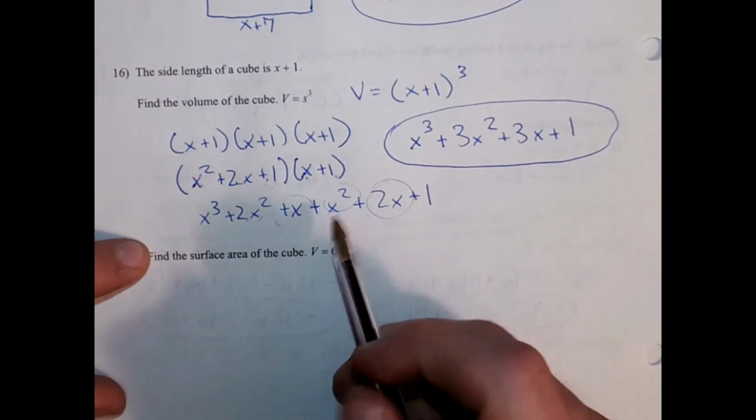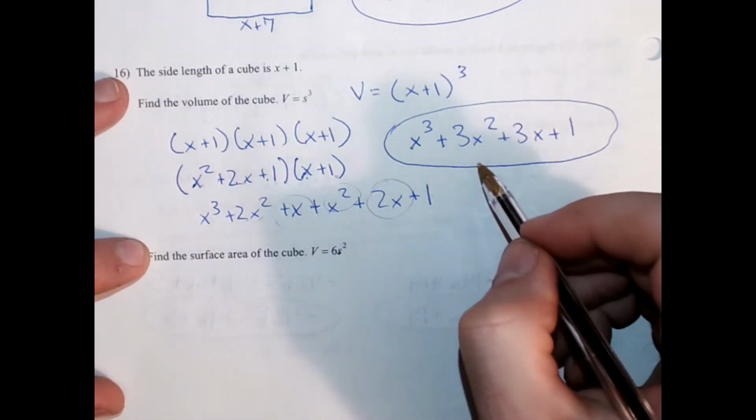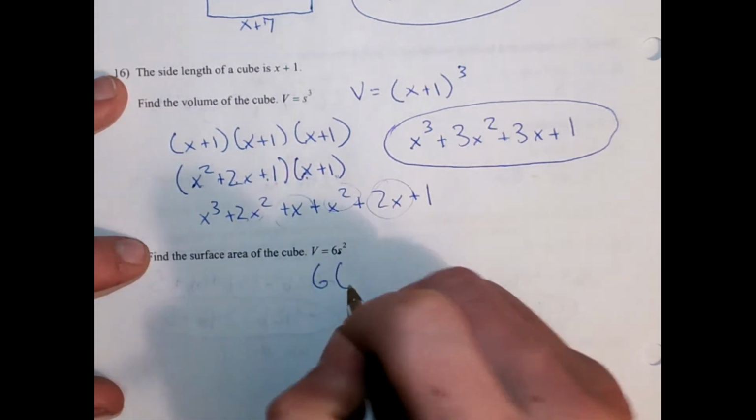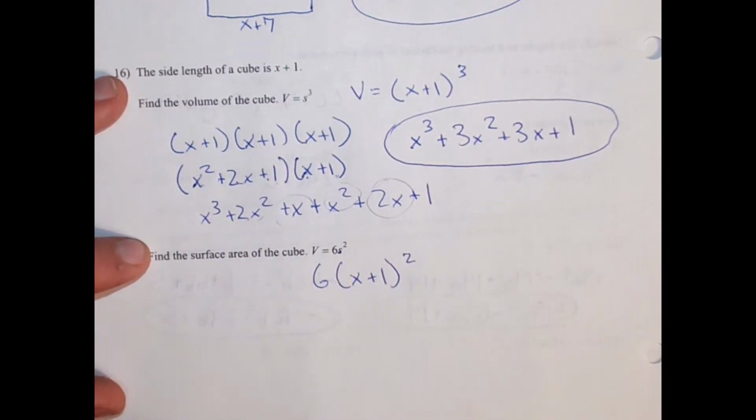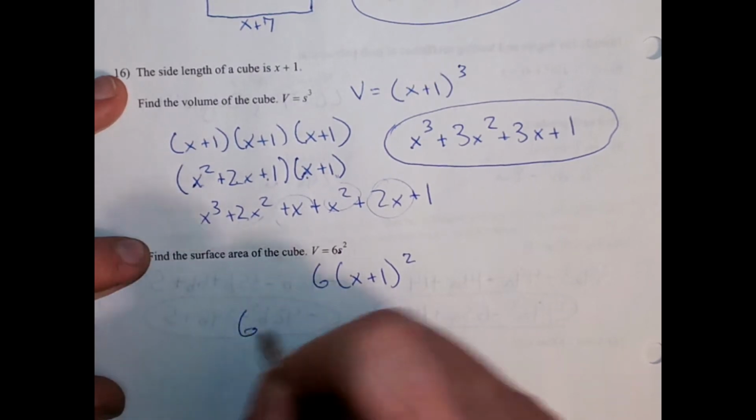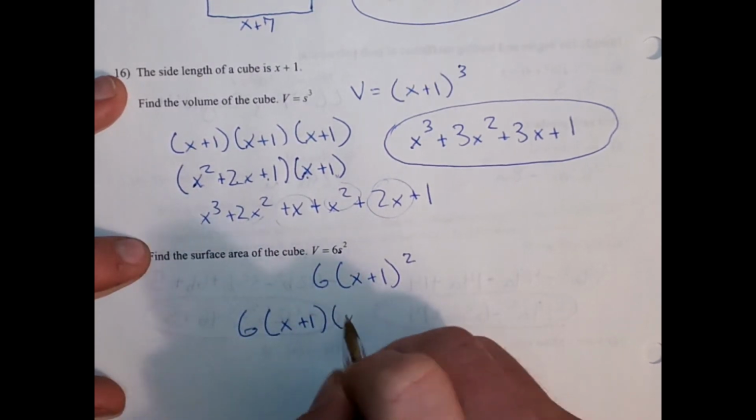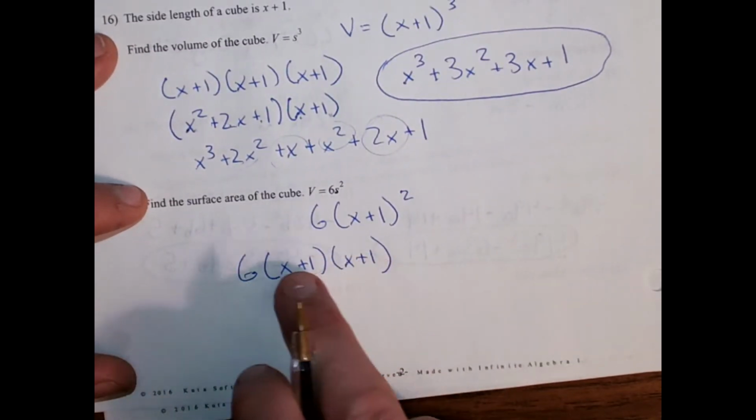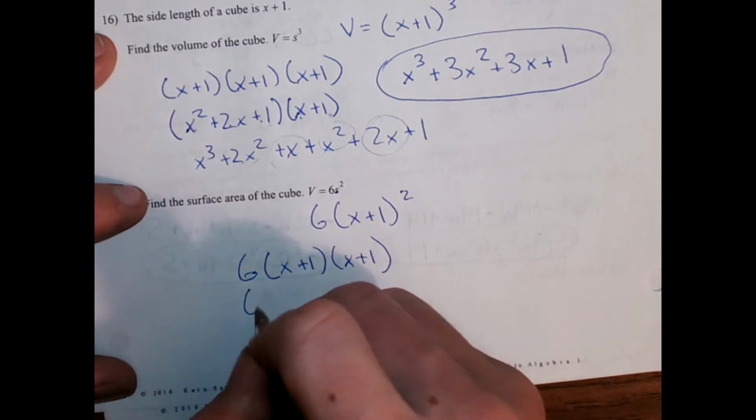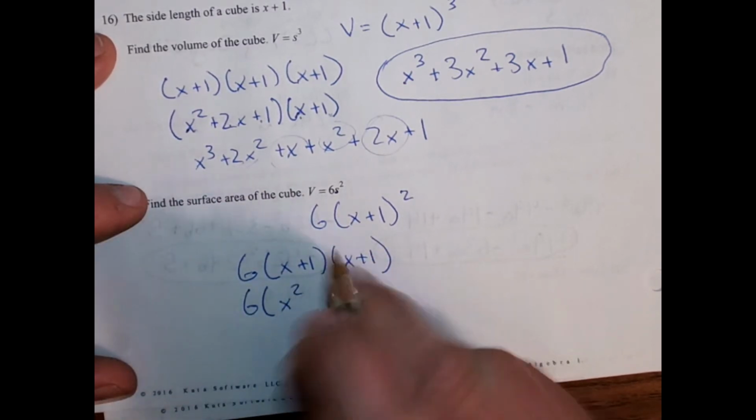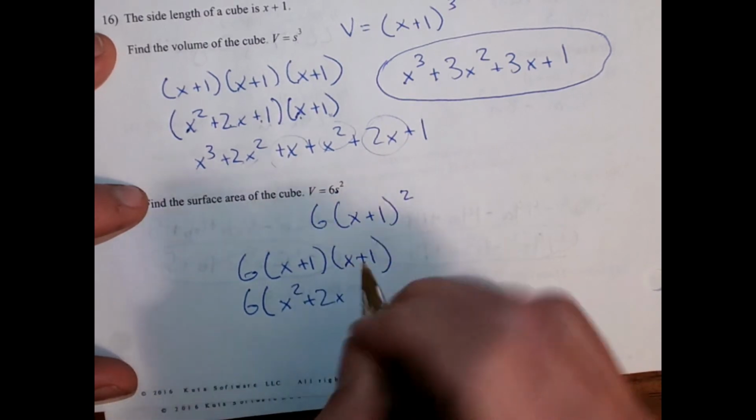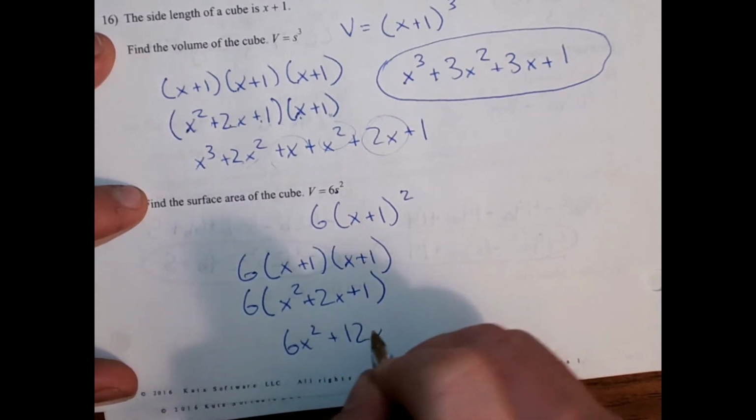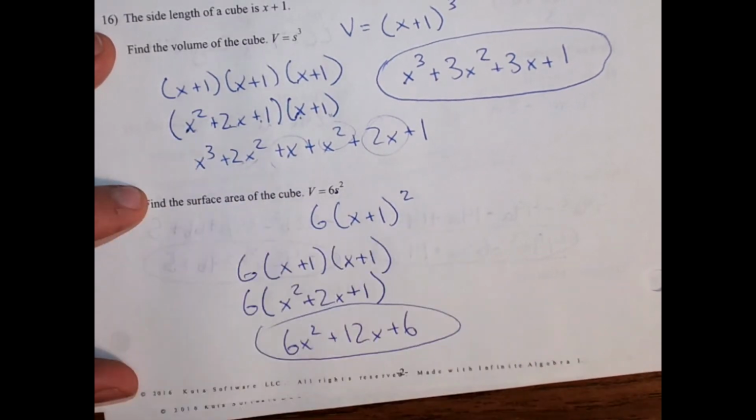The surface area works the same way. X plus 1 is the side length, so plug in the side length for S. 6 times x plus 1 squared. Square the x plus 1 first. Write it out longhand. 6 times x plus 1 times x plus 1. FOIL these and then distribute the 6. X times x is x squared plus 2x. 1 times 1 is 1. Distribute the 6. Final answer.